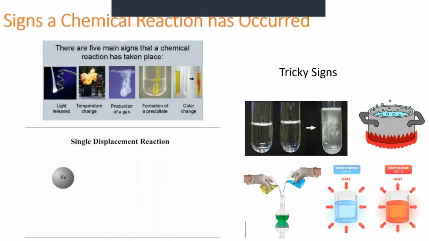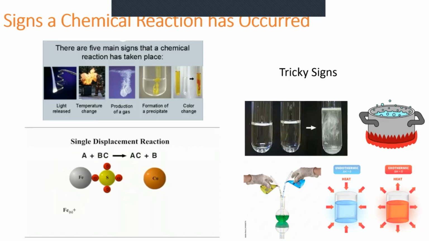First, a single displacement reaction occurs when one element exchanges with another element in a compound. The general form of a single displacement reaction is A plus BC goes to AC plus B. A has changed place with B.